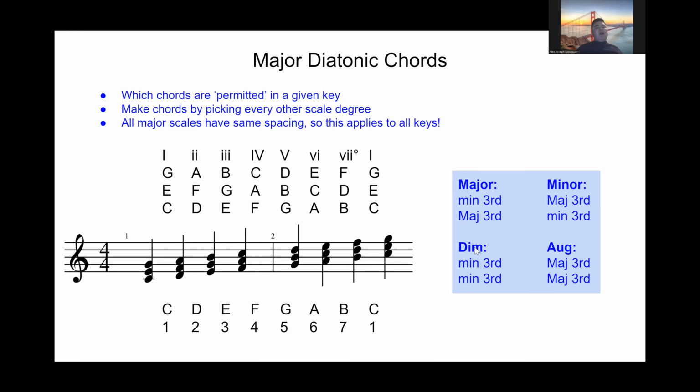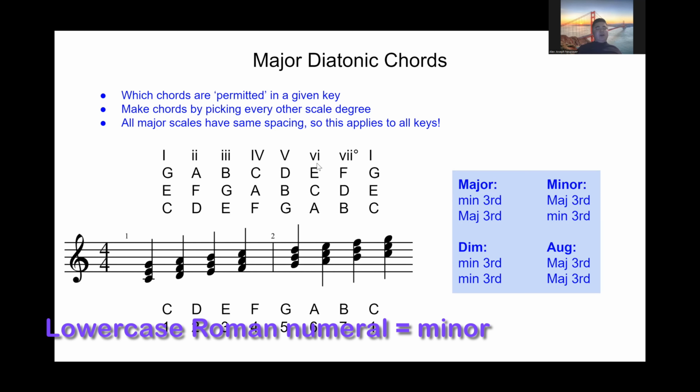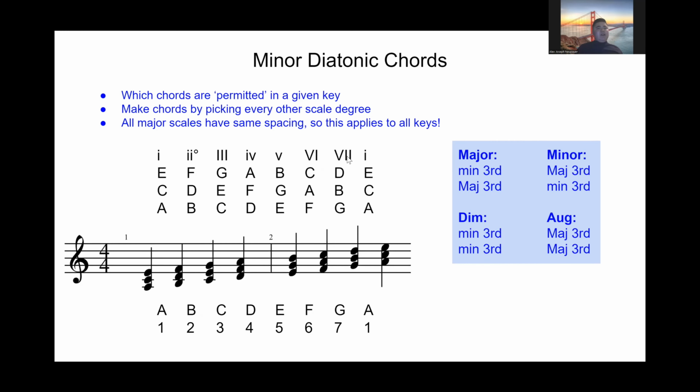I want you to keep in mind that all major scales are spelled with the same formula, and the spacing is identical, so this would be true no matter which major key you are in. It's always going to be true that the 1, the 4, and the 5 chord are going to be major. The 2, the 3, and the 6 chord are going to be minor, and the 7 chord is going to be diminished.